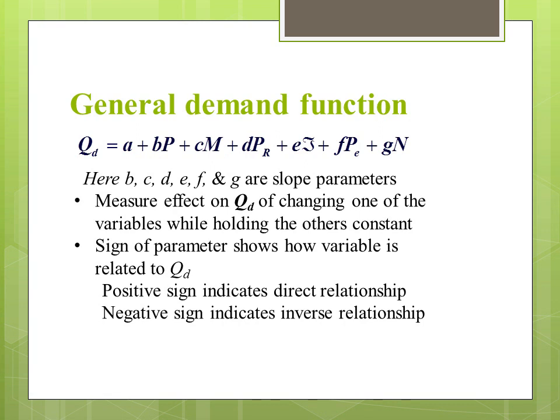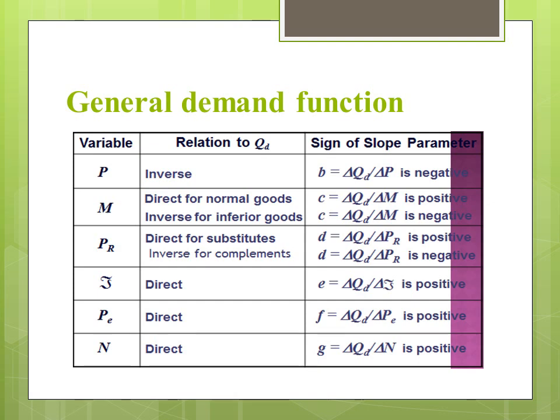So in complements, here we give an example of complementary goods. For example, if the price of a car increases, the quantity demand of petrol will decrease. So here is a negative relationship between car and petrol. So in complementary goods, here is a negative relationship.